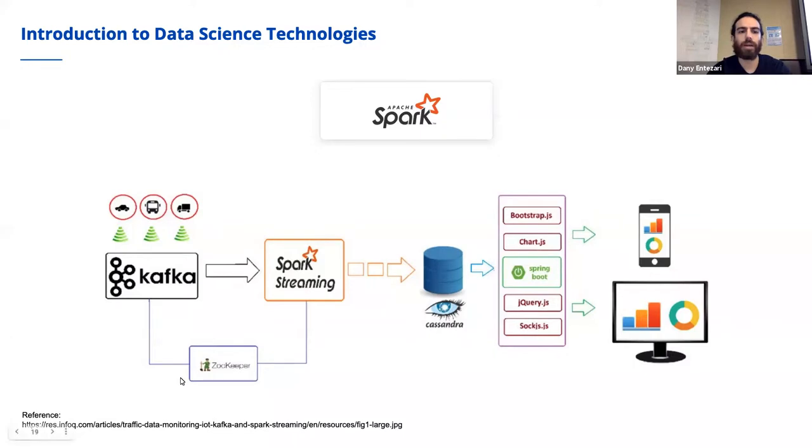As you may notice, we have this little icon called Zookeeper. Zookeeper is an event listener. Basically, every time a device publishes what we call an event, Kafka is going to tell Apache Spark, hey, pull this data. So it's more complicated than the way I'm putting it, but that's the idea.